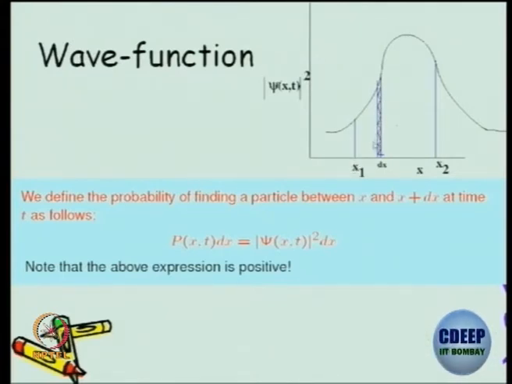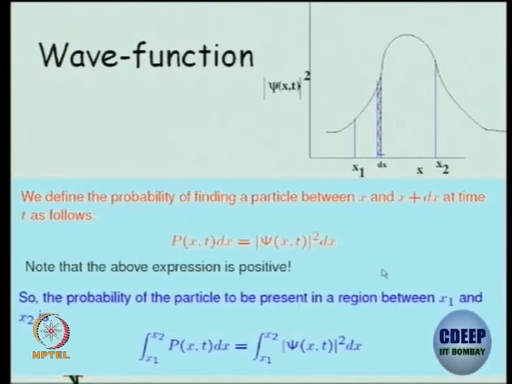I put a shaded area here, and that gives you the probability of finding the particle between x and x plus dx. If you want to find the probability of finding the particle between x1 and x2, what do you have to do? You have to integrate between x1 and x2, and that will give you the shaded area under this curve. So, the probability of finding the particle in the region x1 to x2 is mod psi squared integrated between x1 and x2. That will be the total area shaded under this curve.